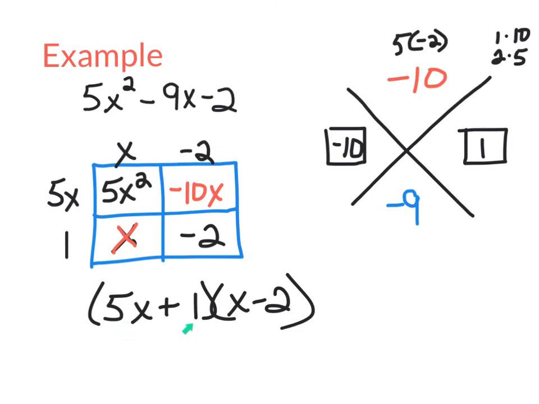You could create a box here, but you'll notice when you multiply 5x times x, you get 5x squared, and then 5x times negative 2 is negative 10x, and 1 times x is x, and 1 times negative 2 is negative 2. Combine your x's, and we're good. So we have done this one correctly.